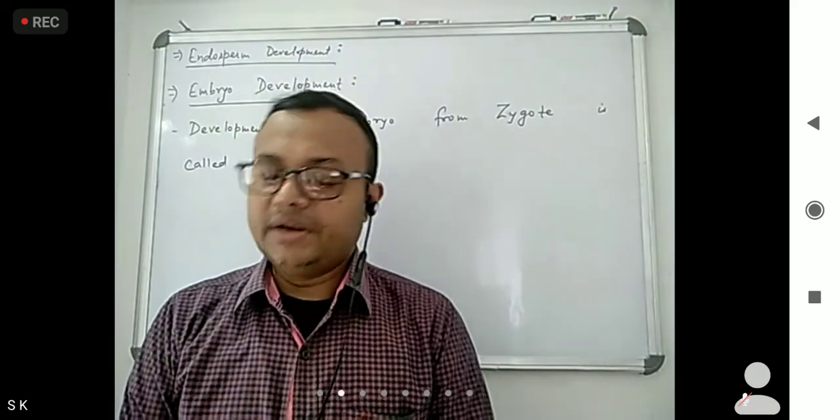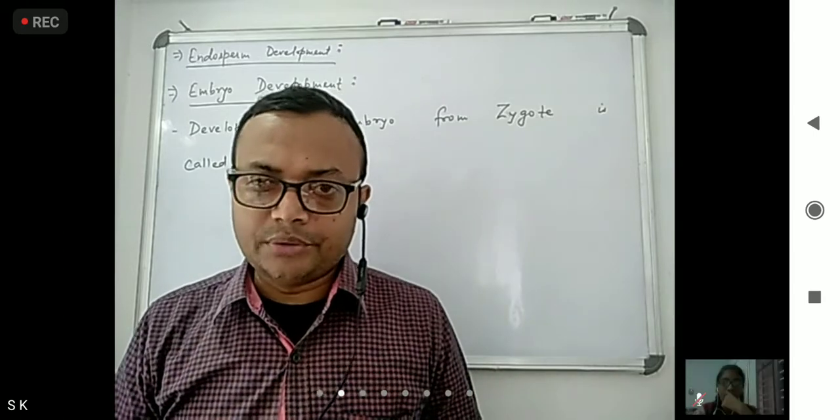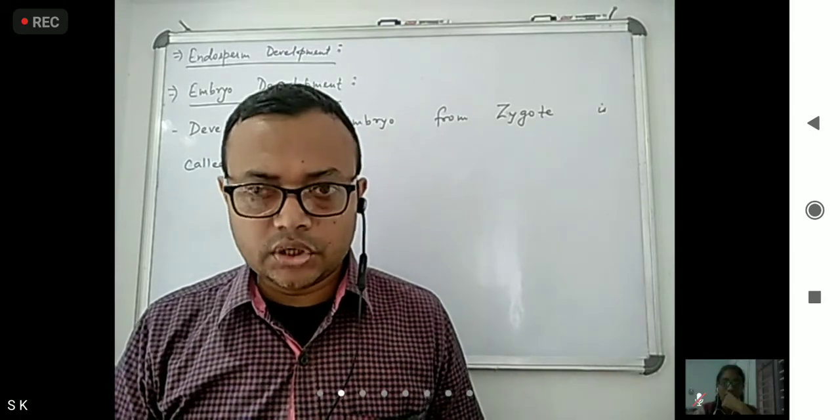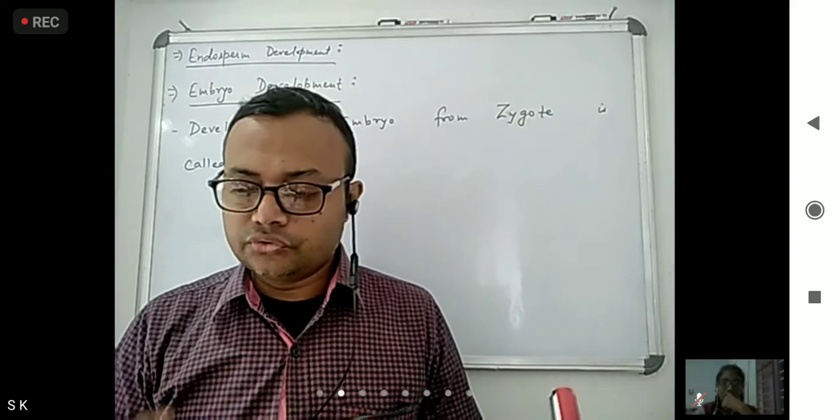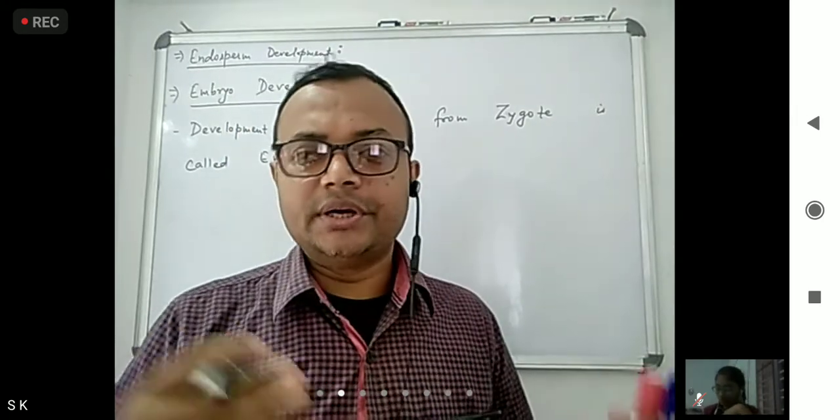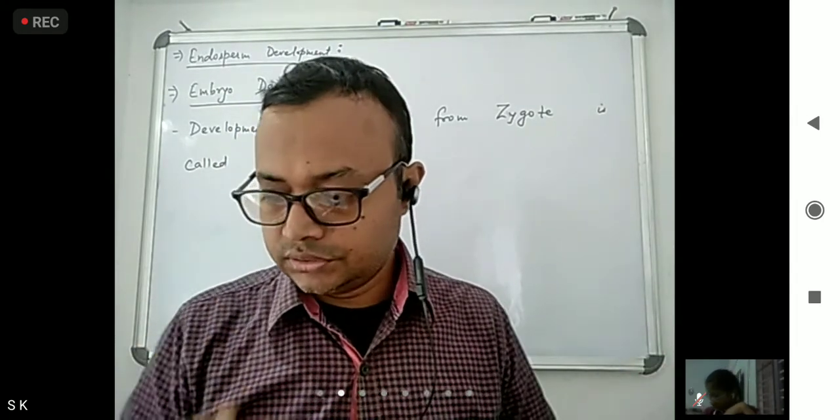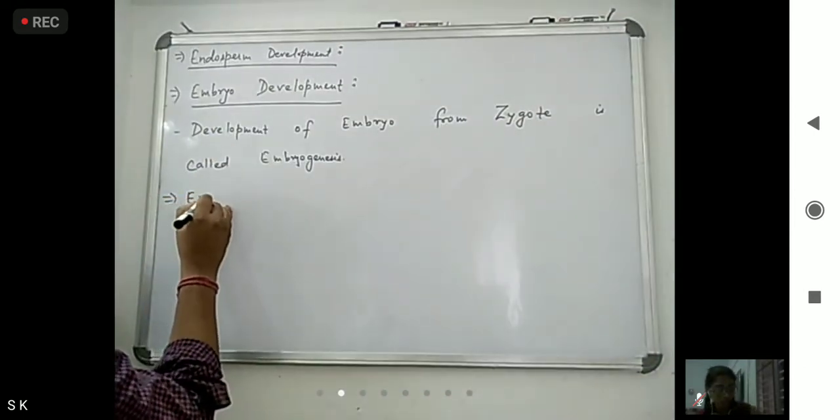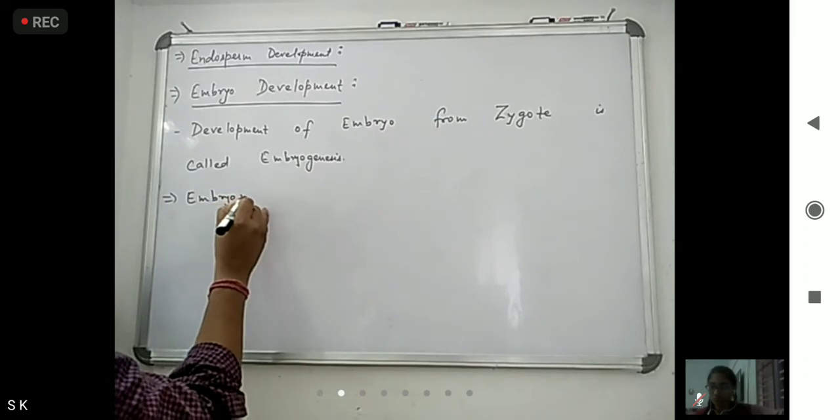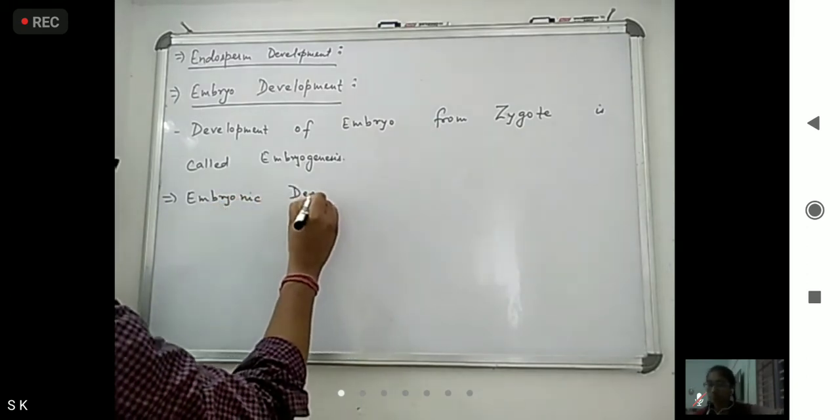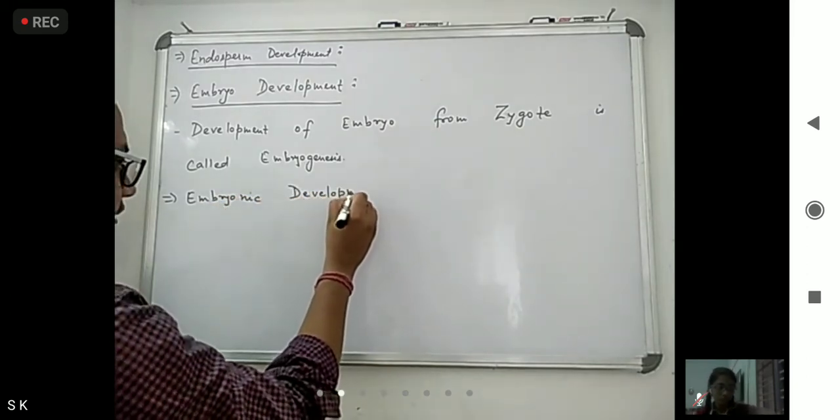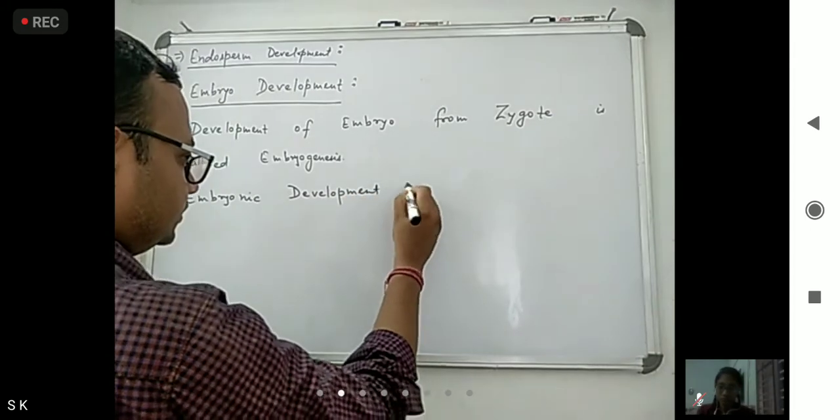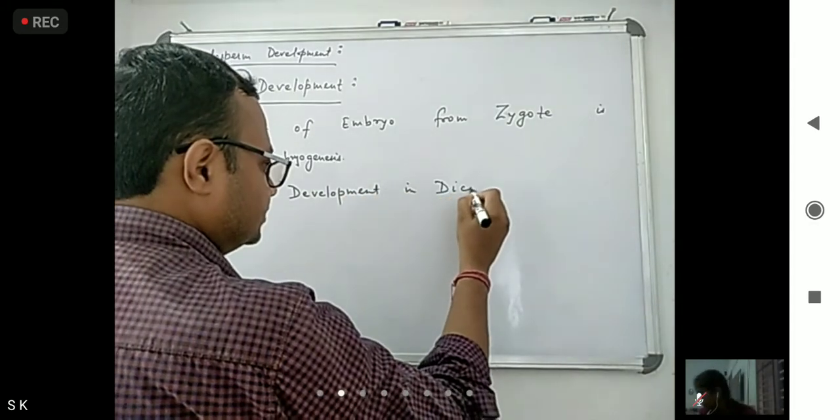Embryogenesis. Okay, now here two types of embryo are there. One is dicot and one is monocot. So first we will see embryonic development in dicot. Okay, so embryonic development in dicotyledons.